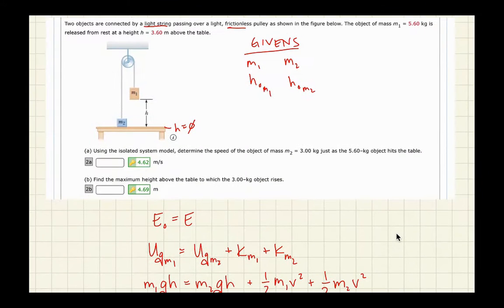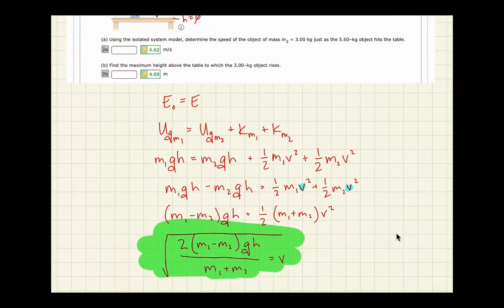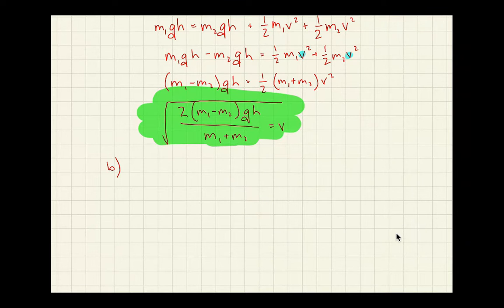Part B of this problem says, what's the maximum height that block M2 rises? So for part B, I guess I should write this down. This is part A. For part B, the new question is, my block M2 has some initial velocity at some height h. That we solved for that velocity in the previous problem. And then when block M2 is at its highest point, it'll be at some new height, a final height, and its velocity will be 0.